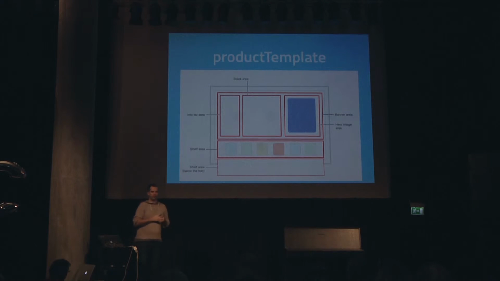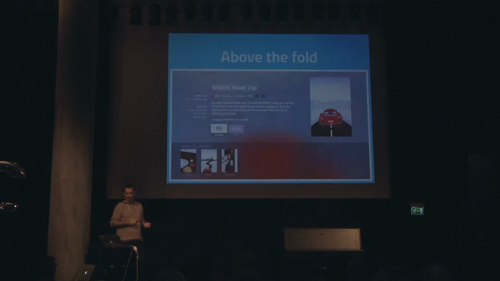So for WooCommerce, the basic one would be their product template. And you have default areas where you have a banner area, you have a hero image, the big one, you have an info list, tag area, you have all kinds of elements that Apple already provides for you. So if you would color this in, you will get something like this.